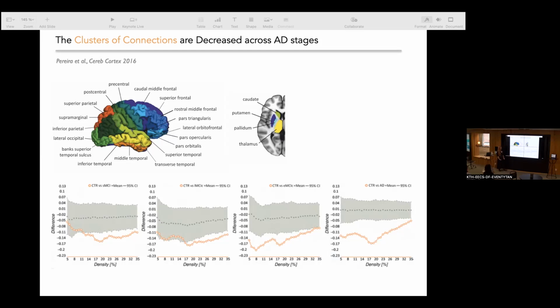So when we analyzed the normalized clustering between these groups, we could see that it was decreased, as denoted by these orange circles going outside the confidence intervals, which were calculated with permutation testing. They were decreased across the first group, the second group, the third group, and the fourth group. So the clustering seems to be something that changes or is altered across all Alzheimer's disease stages.